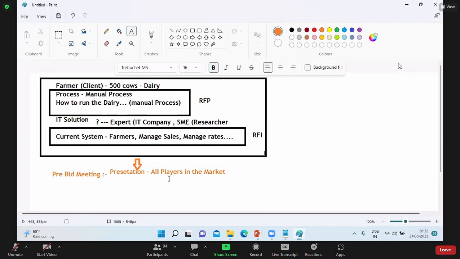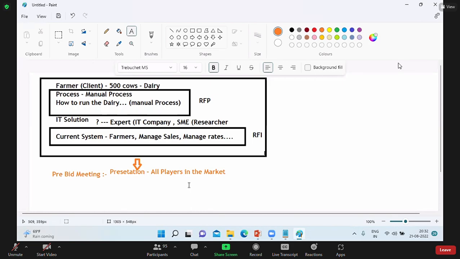So these players are IT companies. Until the pre-bid meeting, companies are not involved, right? No, not involved. The known companies may help him to prepare the RFI. That's it. So it means the RFP and RFI are completely done by the company itself. How we do it is his process, right? Yes. But now the companies come into the picture.